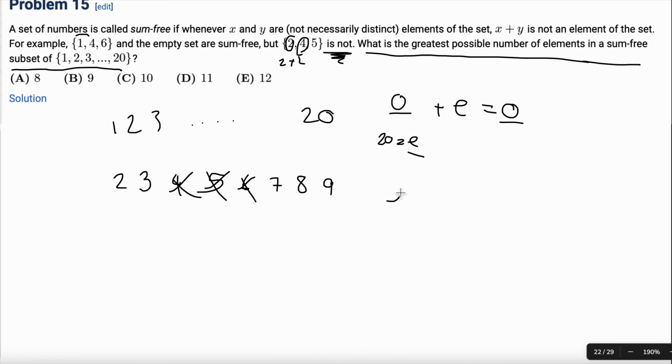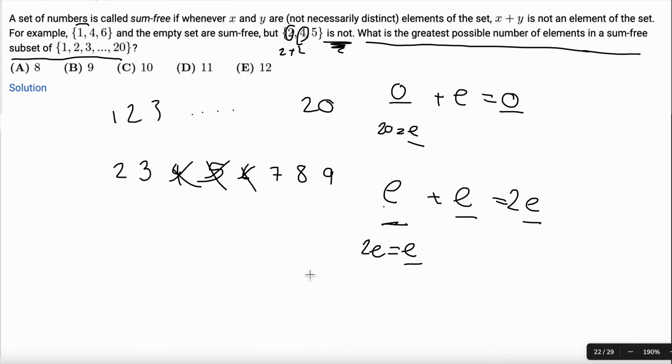So let's say we only have even numbers, so E plus E. And 2 times an even number, 2E, is going to be an even number. Also, even number plus even number is also going to be an even number. So if we only have even numbers, we're going to place restrictions on what even numbers can be in the set. If we have odd and even, we have some restrictions. If we have even and even, we have some restrictions. Let's consider odd and odd.